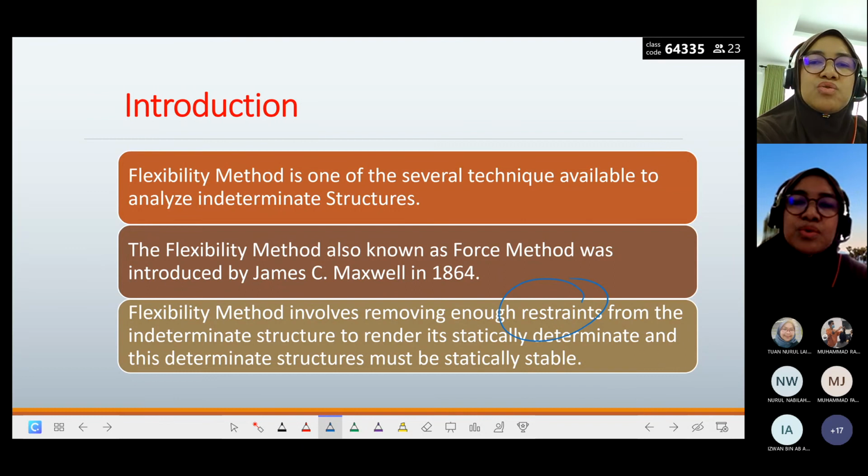The flexibility method involves removing enough restraints from an indeterminate structure to render it statically determinate, and this determinate structure must be statically stable.